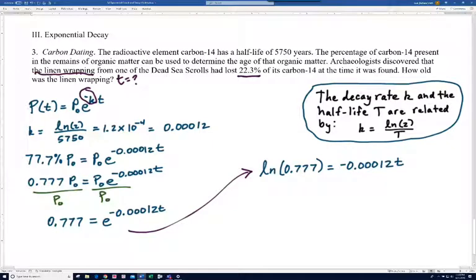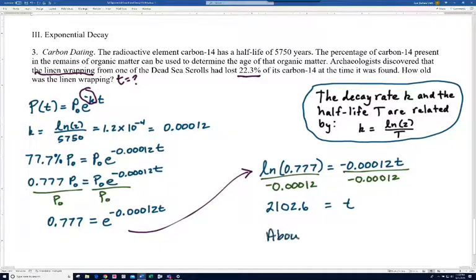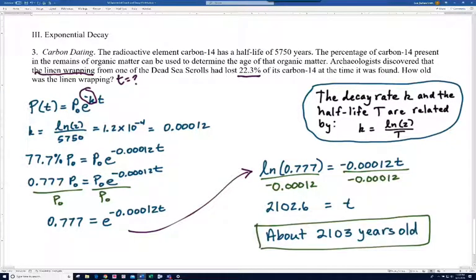So let's go ahead and switch forms. We get the natural log of 0.777 is equal to negative 0.00012 t. We'll divide both sides by negative 0.00012. And we're going to get t is equal to 2,102.6. So that's a lot of years. If you round, it's about 2,103 years old. And so that's how you would do a problem like this. You'll see one of these in the homework. All right, and we're going to go ahead and stop the video right there.